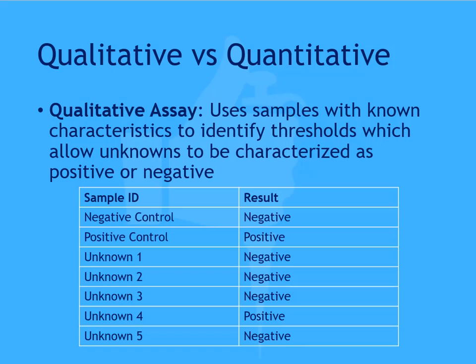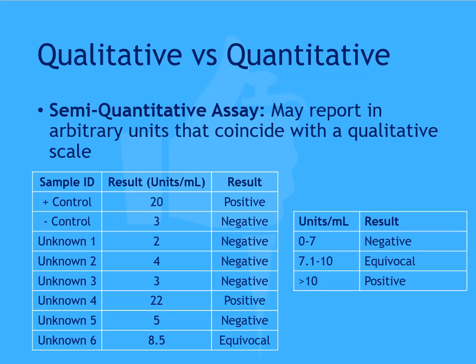You may also encounter semi-quantitative assays. These assays may report the values in arbitrary units that coincide with a qualitative scale. For example, 0 to 7 might be characterized as negative, 7.1 to 10 as equivocal, greater than 10 as positive. This way you'll have a result, but not a concentration. And by using this result, you can also assign the samples a qualitative result.